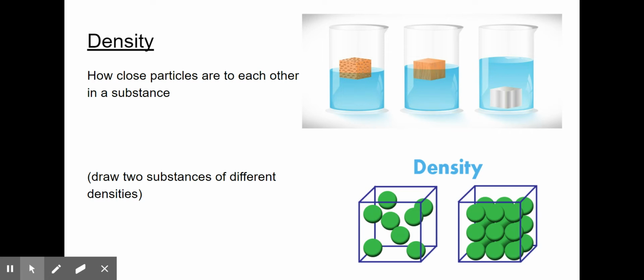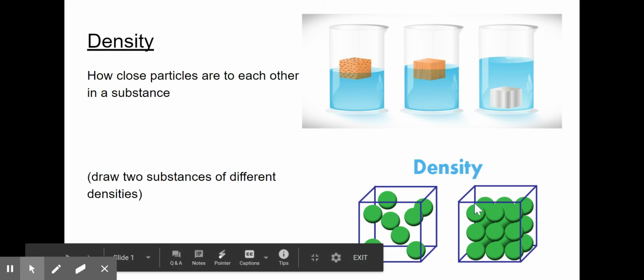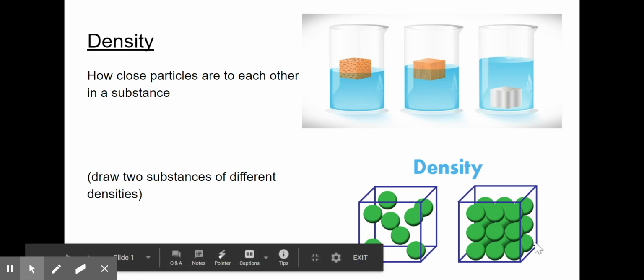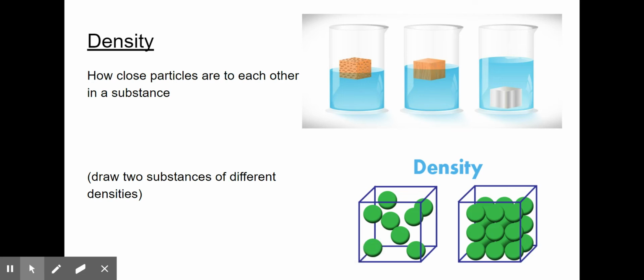I'd like you to draw a couple of pictures of different densities. You can't do this in your notebook, but I'd like you to draw two different substances, two different densities. Something like this would be the piece of wood. Something like this would be the rock. They have different densities from each other because their particles are spaced out differently.